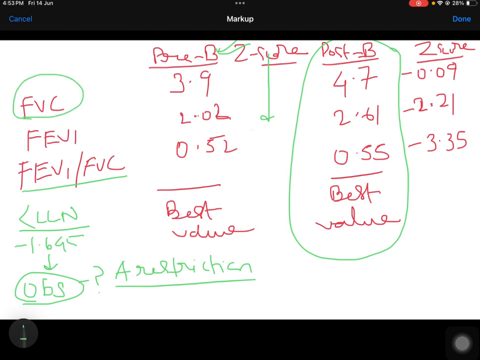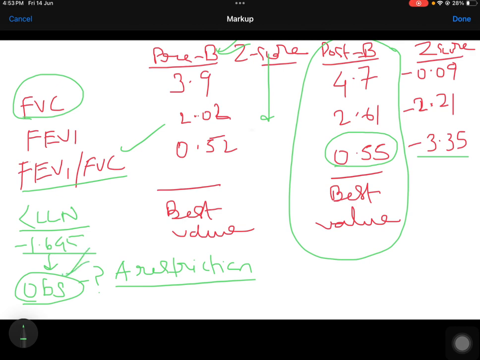Let's first see in this example, the FEV1 by FVC ratio is 0.55. This is the ratio. And what is the Z score? This is minus 3.35. That means it is less than minus 1.645. That is, it is less, and it means it is an obstructive pattern.